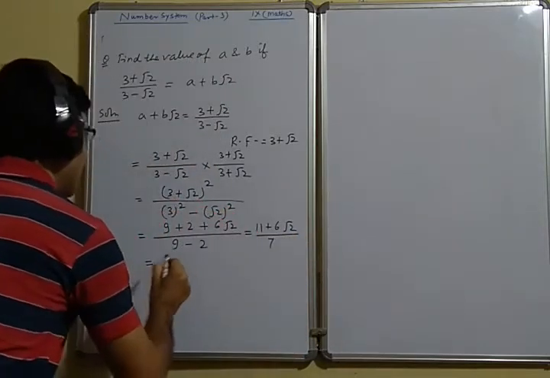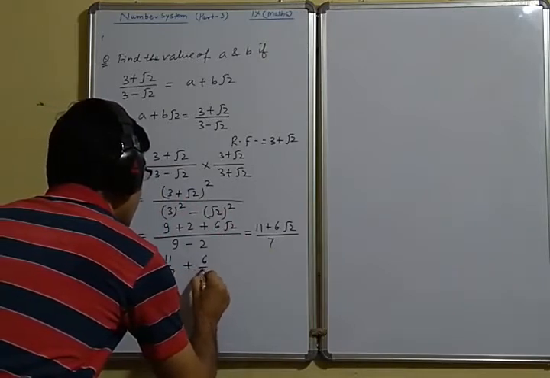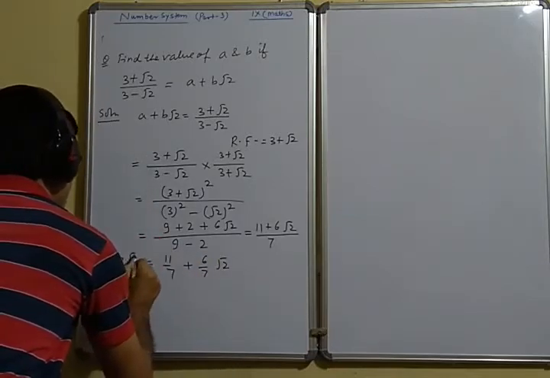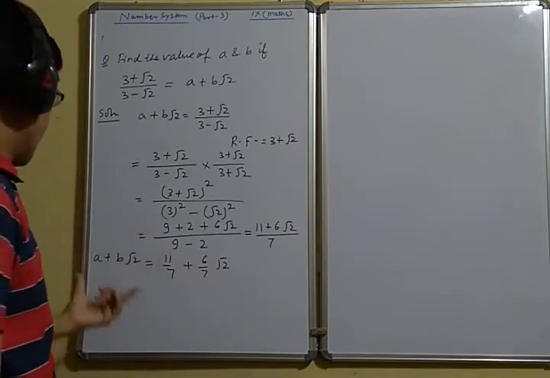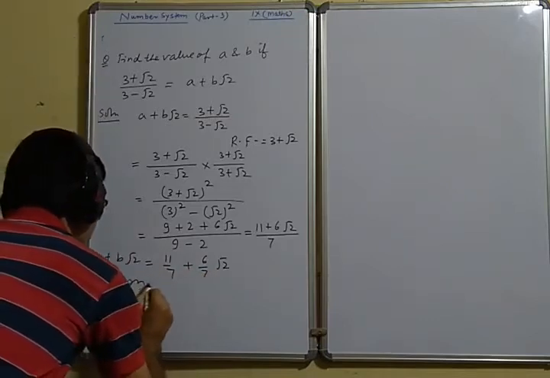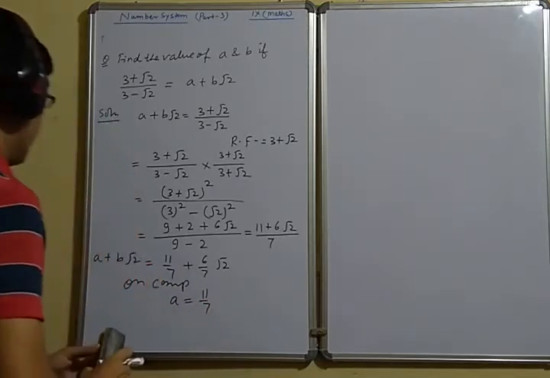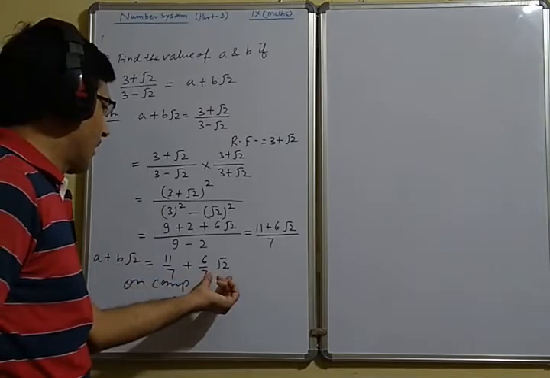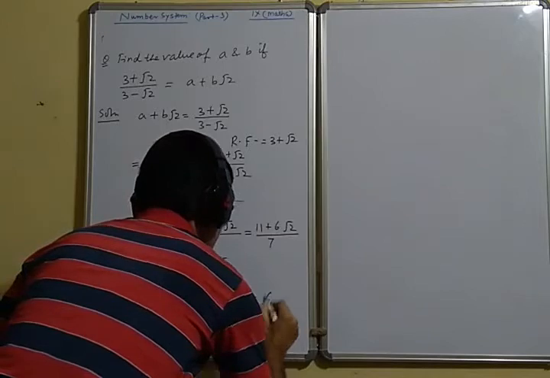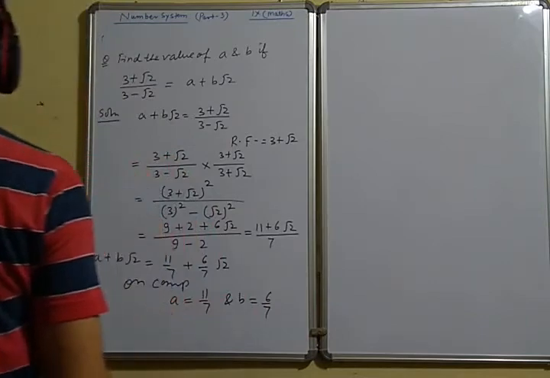So we can write it as 11 by 7 plus 6 by 7 root 2, which is the same as a plus b root 2. When we compare, this is the rational part and this is the irrational part. So on comparing, a is equal to 11 by 7 and b root 2 is equal to 6 by 7 root 2. Therefore root 2 cancels out, so b is equal to 6 by 7. That is the required solution. Now let us see some more problems.